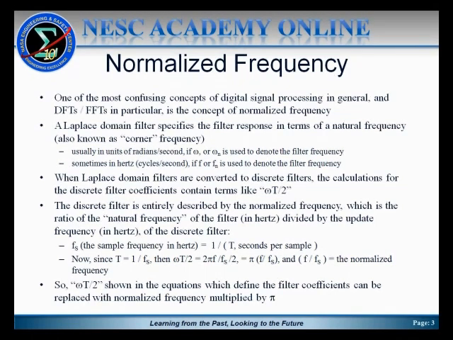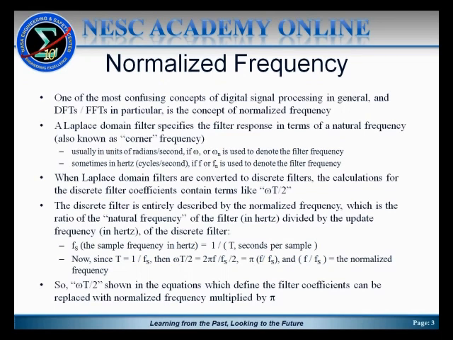And the normalized frequency, as I said, is the natural frequency of the filter in hertz divided by the update frequency in hertz of the discrete filter. That's just the rate at which it's called, in hertz. So if we define Fs as the sample frequency in hertz, it's also related to the sample period, capital T: Fs is 1 over T.